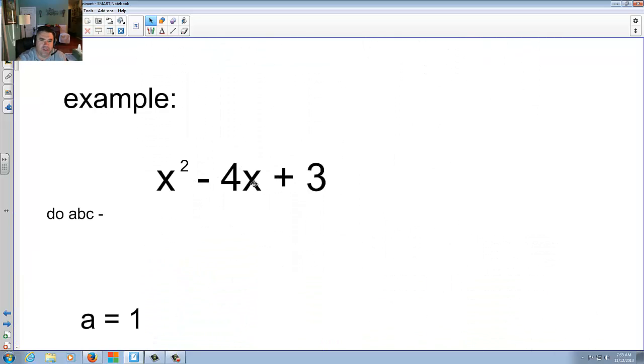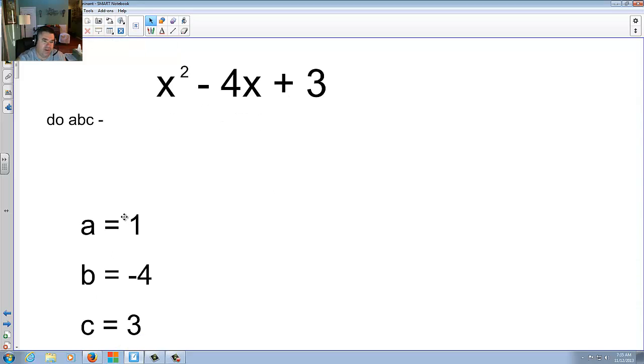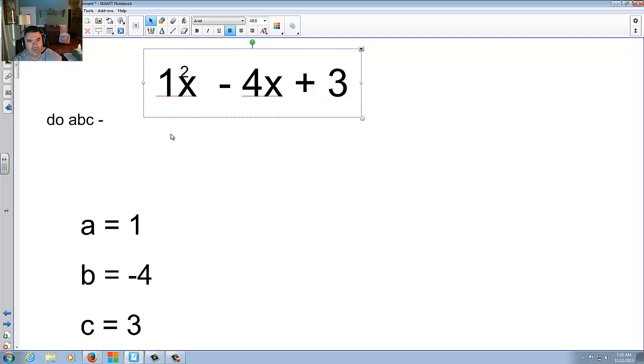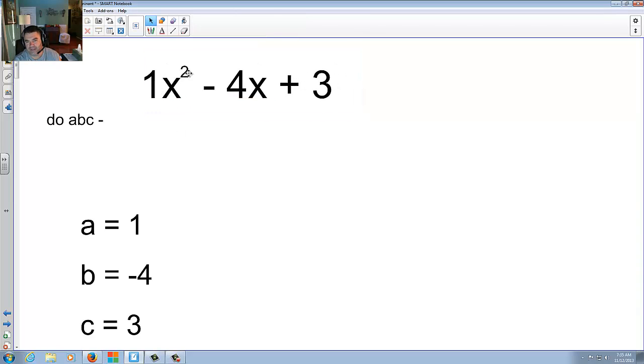Example, x squared minus 4x plus 3. And again, we'll do a is 1, b is -4, c is 3. Quick note, notice how there's no number actually in front of the x squared. Therefore, in that case, if there's no number, we would just say there's 1x squared. Because if I said a number by itself is just 1. In other words, if I say a, how many is a? 1a. If I say I have an apple, how many is an apple? 1 apple. So x squared is 1x squared.